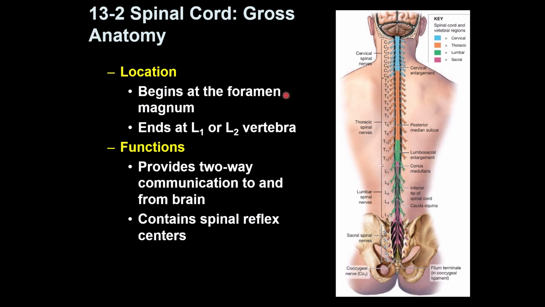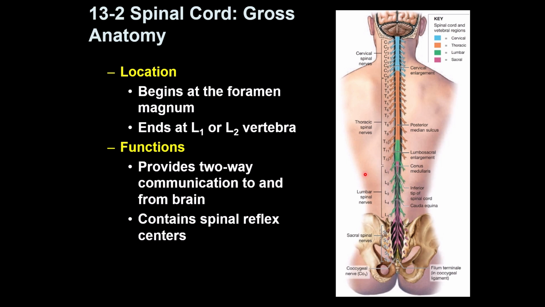The spinal cord is located in the vertebral column. So this area is the vertebral column, if you remember it from chapter 7. Start here from the foramen magnum, which is part of the occipital bone, and it goes around this area, which is L1, L2.